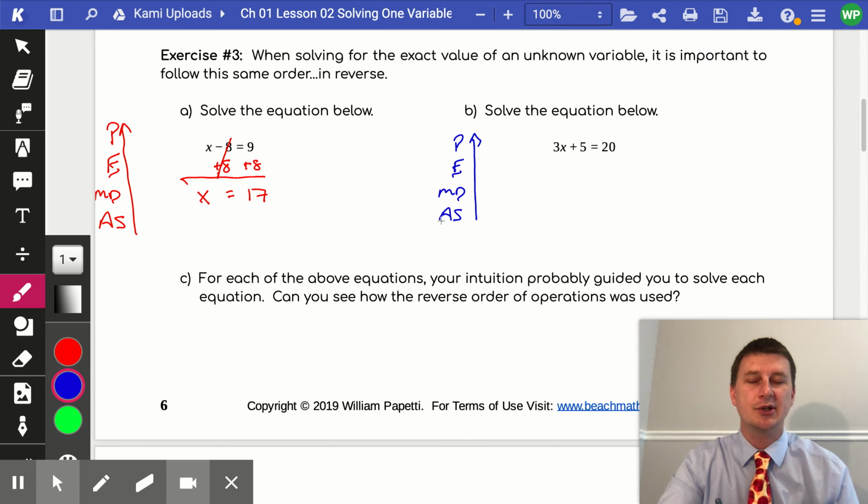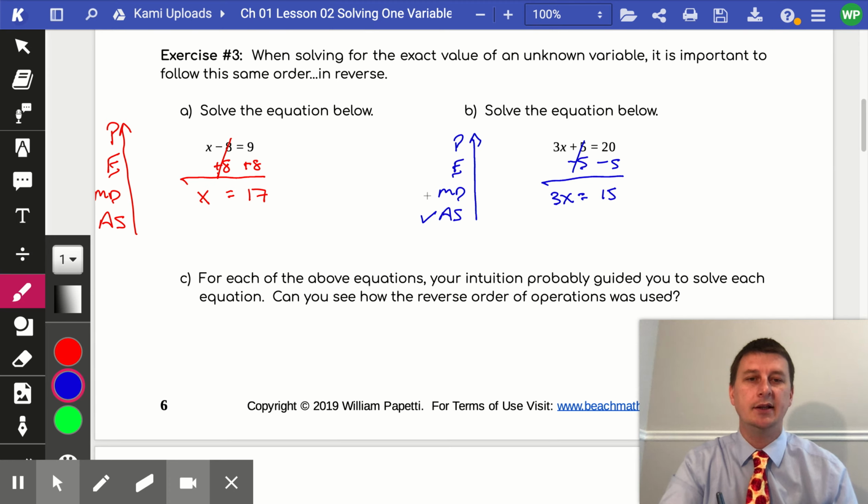We're going to look for addition or subtraction being done to our variable. I see that we're adding on to our variable, so the first thing we're going to undo is that addition by the inverse operation of subtraction. So again, we're going to have 3x brought down because we haven't used that yet. The 5 and the negative 5 cancel out, and 20 minus 5 will give me 15. So now that I have 3x is equal to 15, I've undone my addition and subtraction.